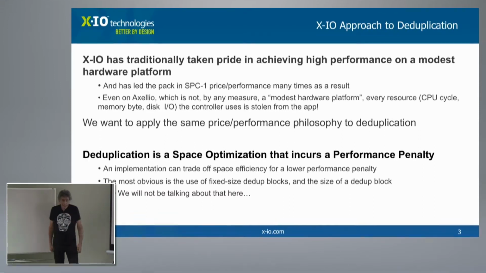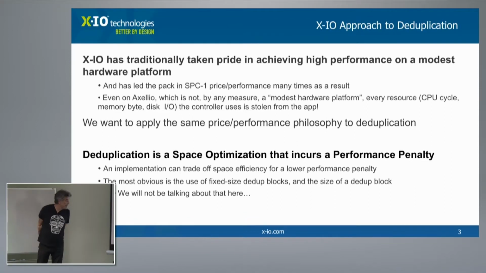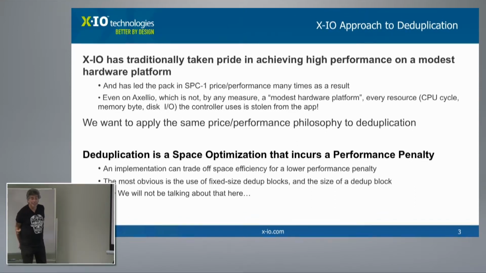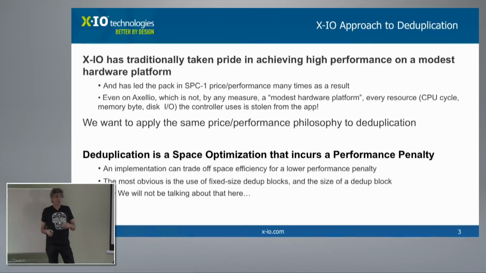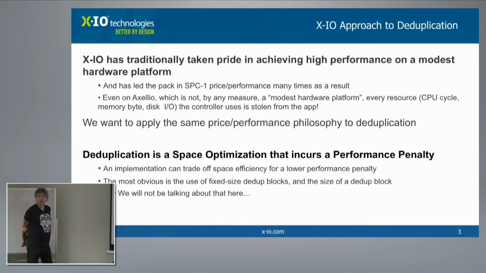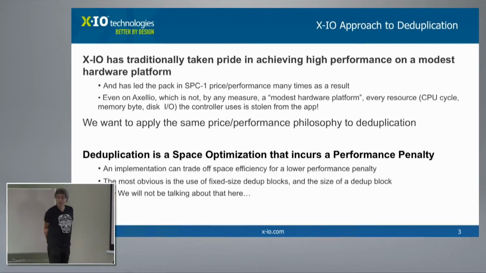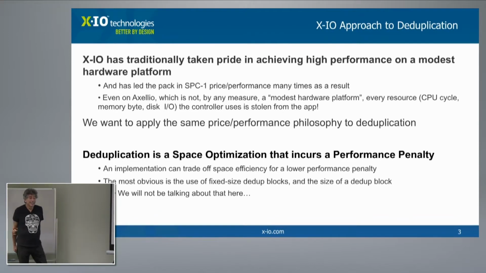And the important thing to remember about dedupe is it's a space optimization that incurs a performance penalty. So it's a spectrum of implementations. You obviously have to put in enough energy to get it right, but you can trade off how efficient you are for how much performance you use. And in fact, everybody who's implemented real-time dedupe has made one of those trade-offs immediately, which is that they've chosen a block dedupe rather than a stream variable size dedupe.